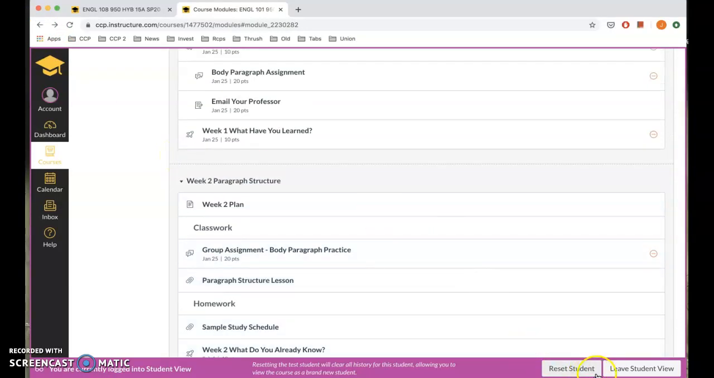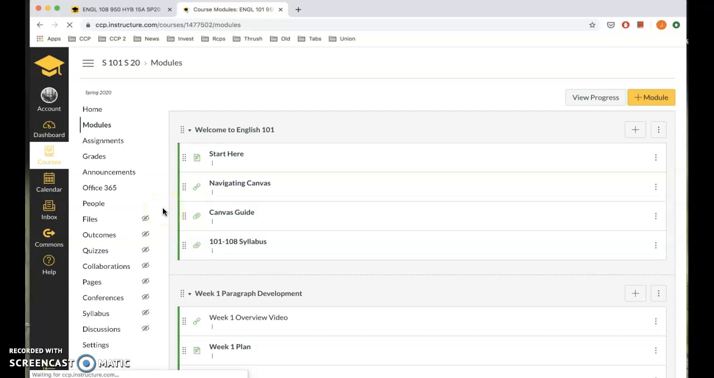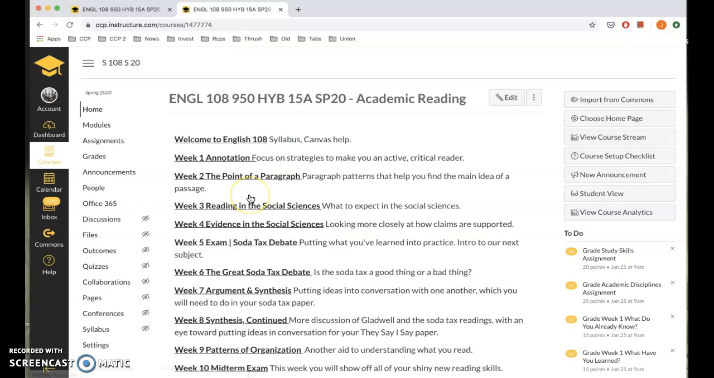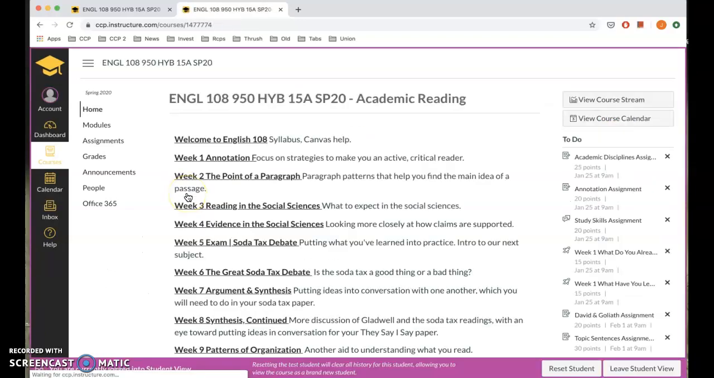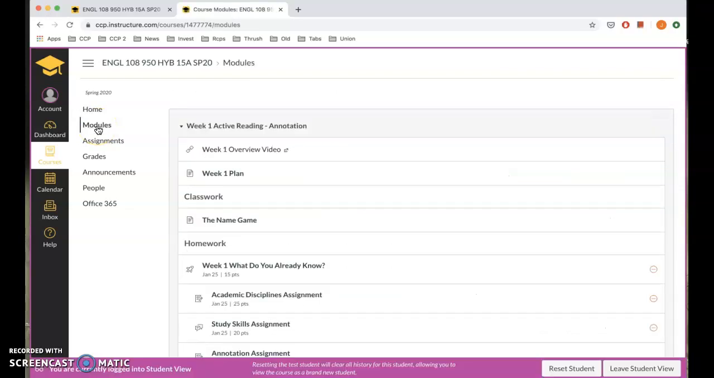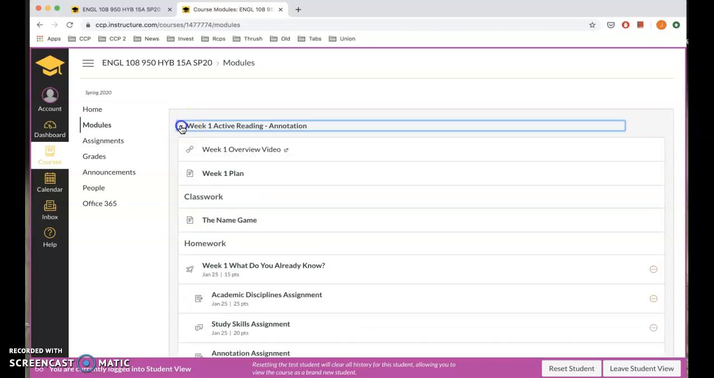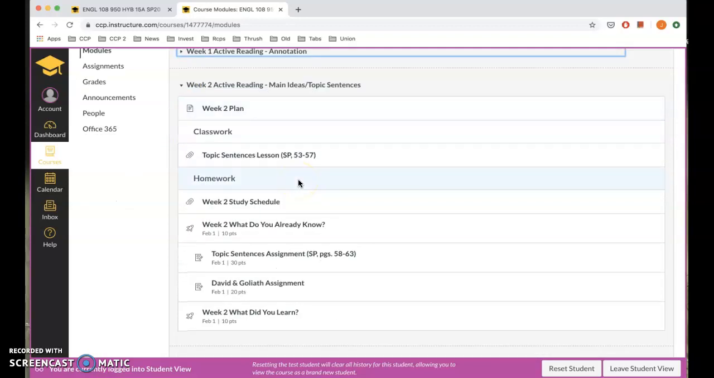Okay. And then let me leave the student view. I'm going to go into 108 for you, just so you can see what's happening there. And it's basically the same deal. Okay, so I'll go to the modules this time. If you don't click on the link like I did, if you just go to modules, it's going to take you to the top. You can minimize this, and if you do that, it shuts down week 1. Then I can open it back up. Little trick I bet some of you didn't realize. So here's week 2. Same deal. It's going to have the plan at the top, the classwork that we did here, and the homework listed here.